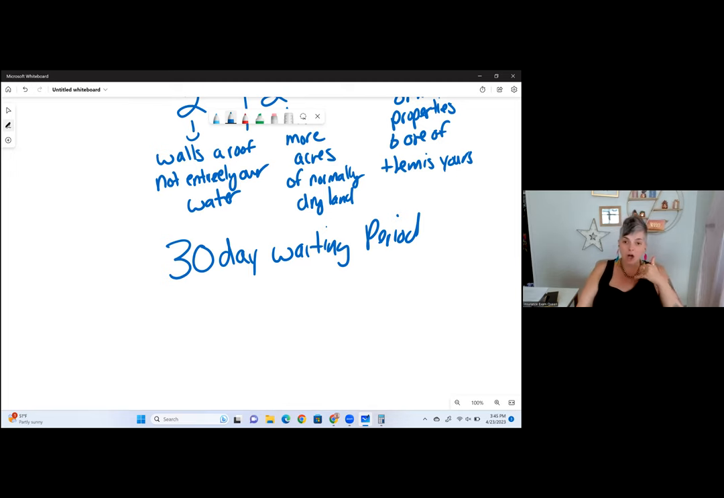So if you call in today to get flood, it won't start until 30 days from now. So there's a 30-day waiting period on flood. There are a few exceptions to that. If you have a government-backed loan, they will let you buy flood at any time, active right away.